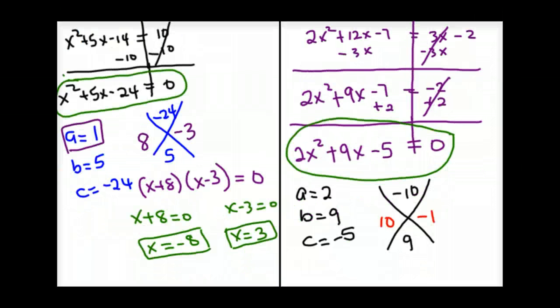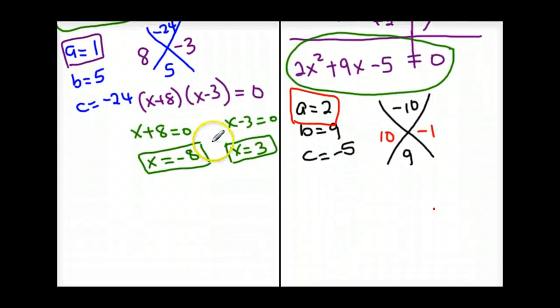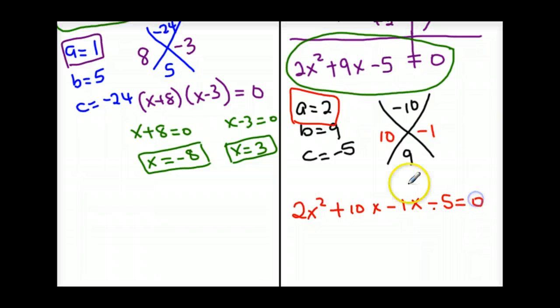Good job, guys. So remember, now that A is greater than 1, I just can't do what I did on this side. I have to replace my B term. So I will want to write 2x squared plus 10x minus 1x minus 5 equals 0. I want to replace my B term. Now why do I do this? Remember, A is greater than 1. And then I'm going to factor 2x out. I am left with x plus 5.